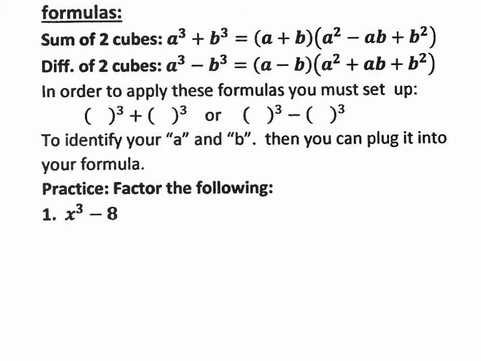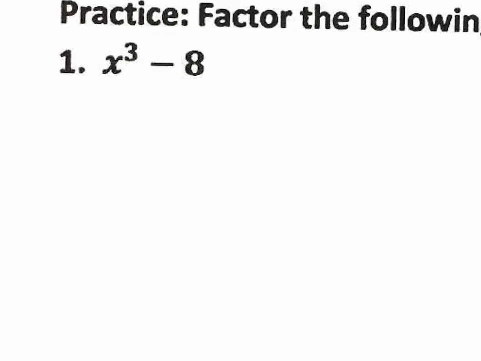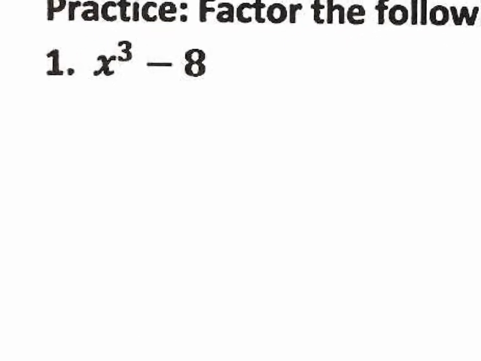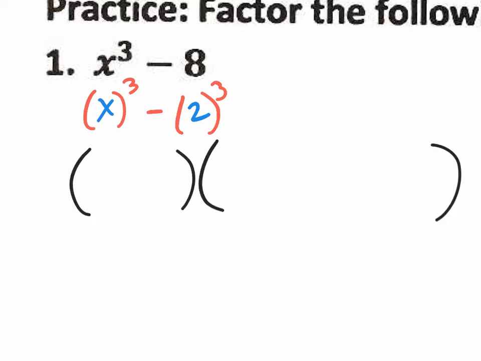So I don't know. Let's do this one pretty quickly. Go for it. Let's identify our a and our b. Again, this isn't even part of the formula. This is just to identify a and b. What's our a value that belongs inside of that first parenthesis? X. What's our b value that belongs in the second parenthesis? 2. All right. So now we could set up the binomial times the trinomial.